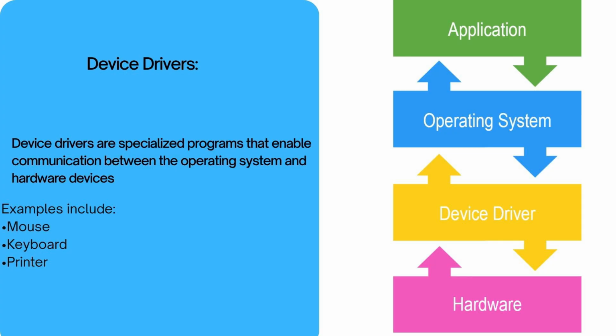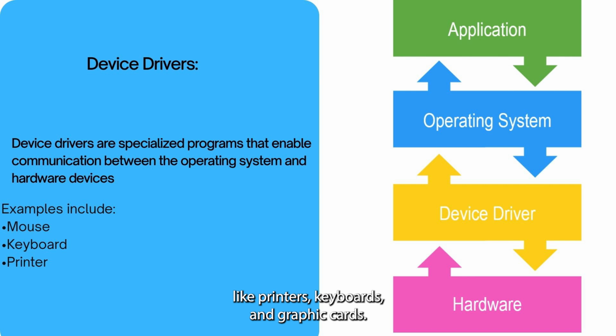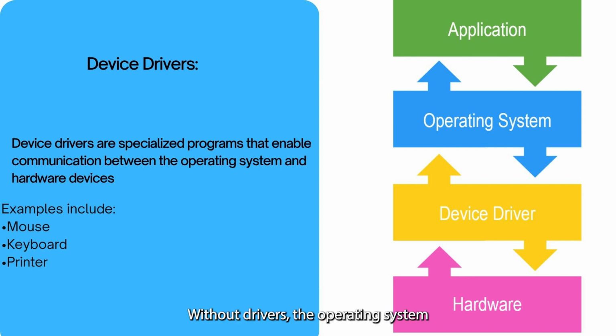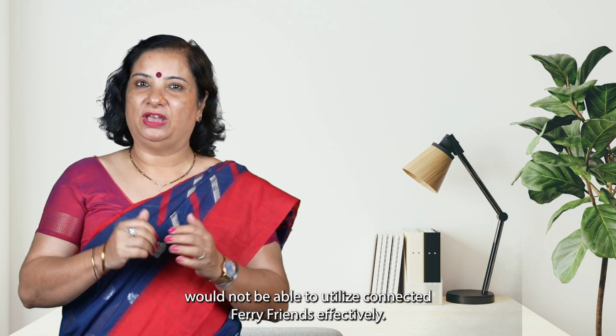The next system software example is device drivers. Device drivers enable the operating system to interact with hardware devices like printers, keyboards, and graphic cards. Device drivers are specialized programs that enable communication between the operating system and hardware devices. Without drivers, the operating system would not be able to utilize connected peripherals effectively. Examples include mouse device drivers, keyboard device drivers, or printer device drivers.